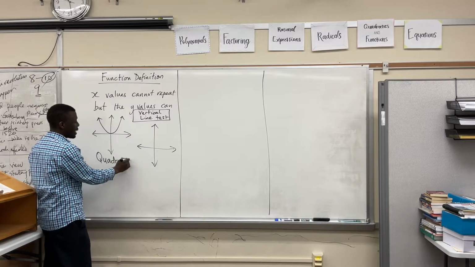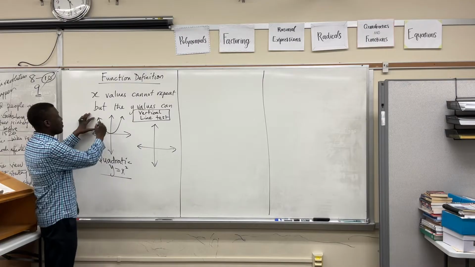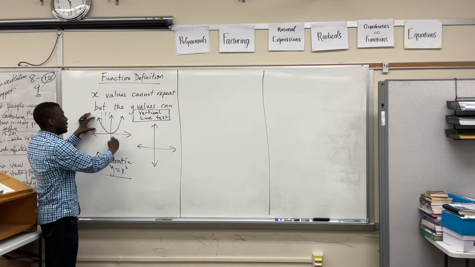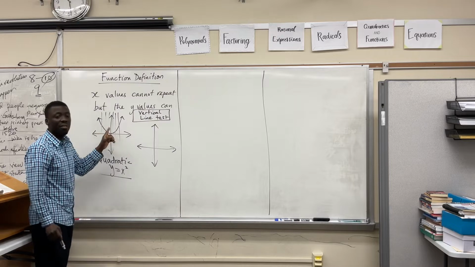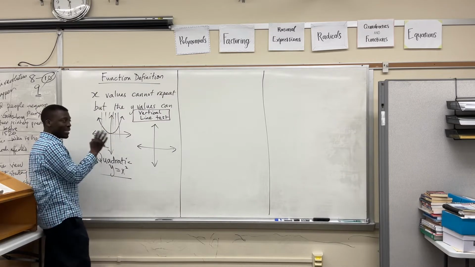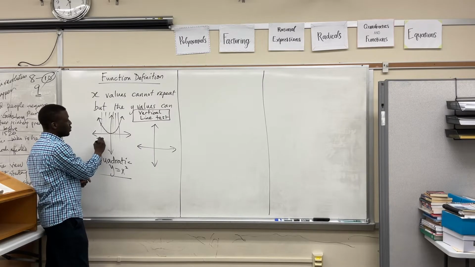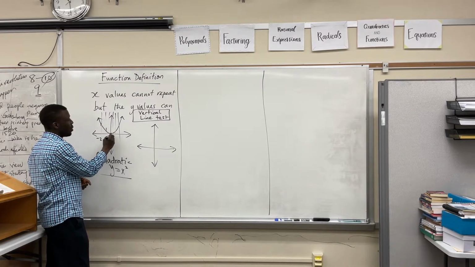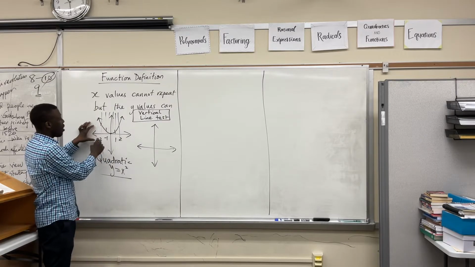With a quadratic, such as y is equal to x squared, if I was to draw a vertical line down any part of this function, notice that it only touches the graph once. So it passes the vertical line test. The x values, so let's say this was -2, -1, 0, 1, and 2, are not repeating.